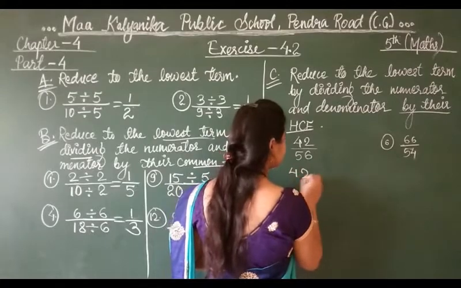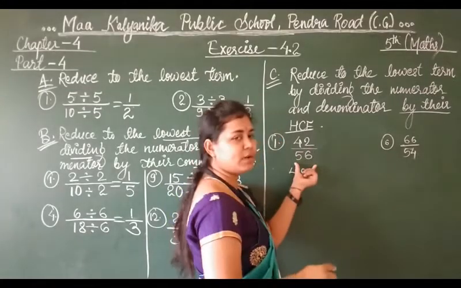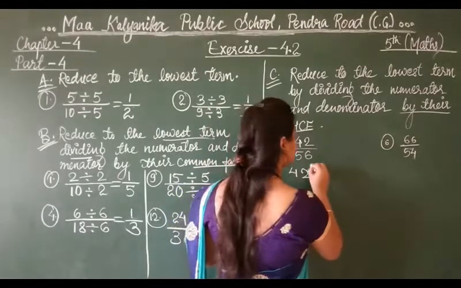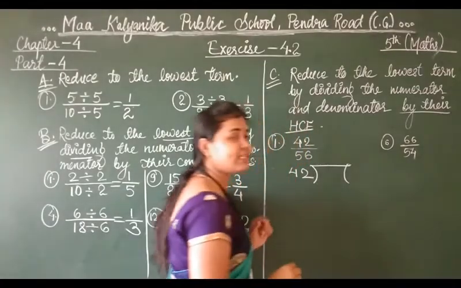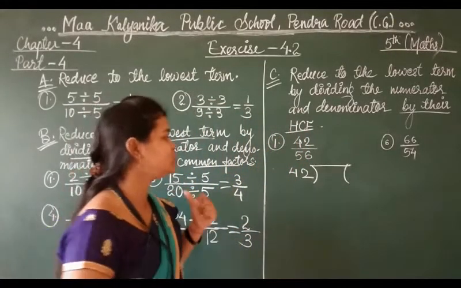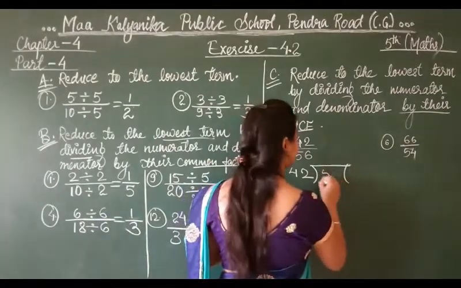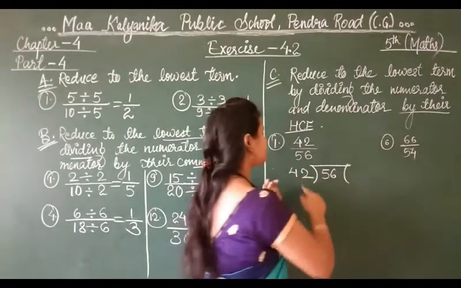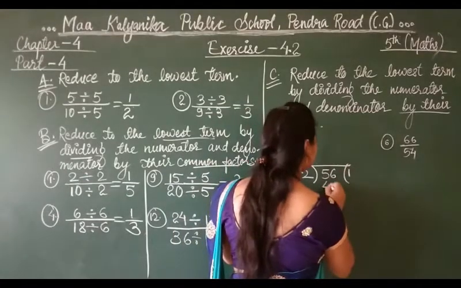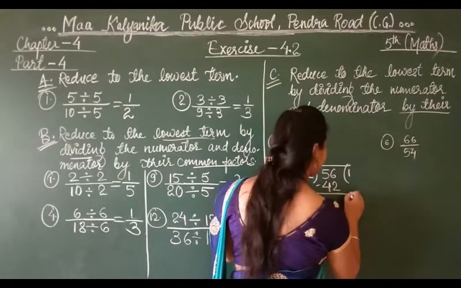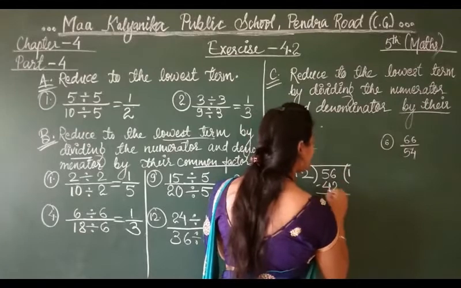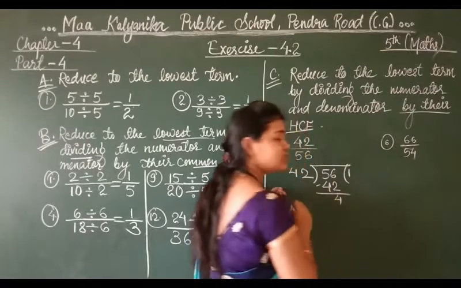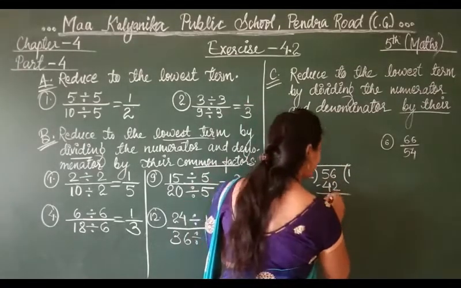So see students, 42 and 56. These are the two numbers separately. The easiest method of finding the HCF is the long division method. So I am taking here 56 divided by 42. So 42 ones are 42. 2 would be greater. So 6 minus 2 is 4, 5 minus 4 is 1.